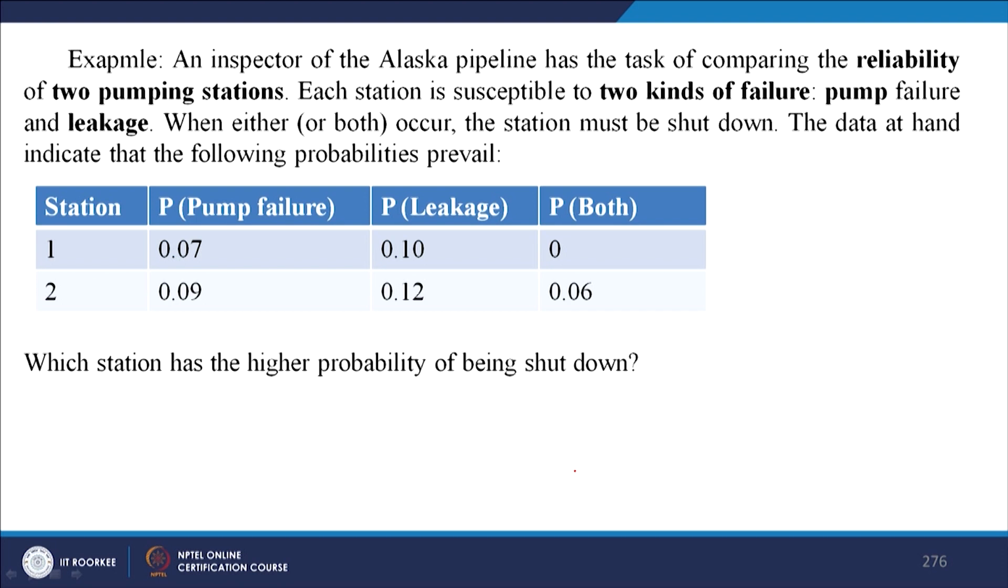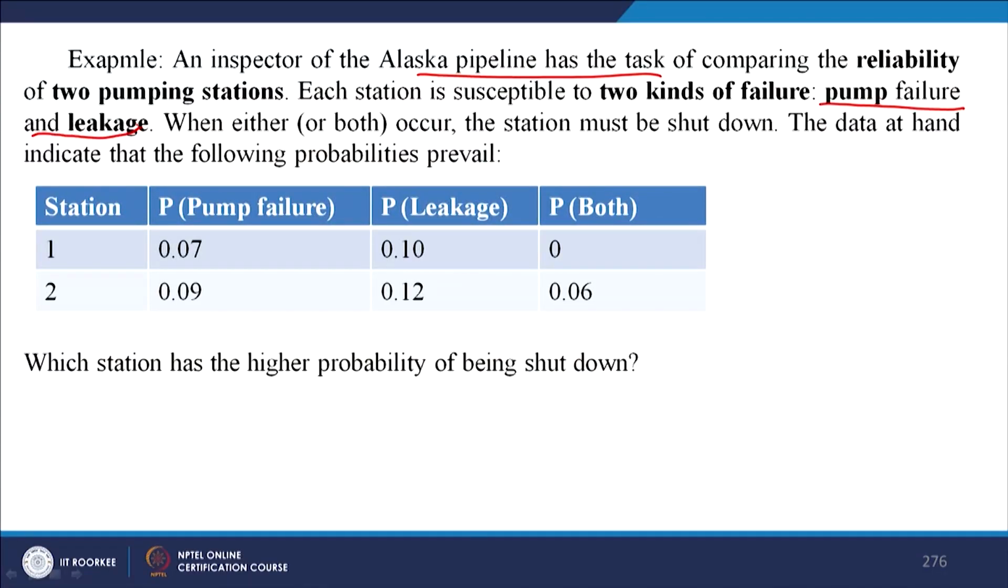An inspector of the Alaska pipeline has the task of comparing the reliability of 2 pumping stations. So, there are 2 pumping stations and they may fail in 2 different situations. There are 2 types of failures possible: pump failure and leakage. When either of the failures or both occur, the station must be shut down. The data at hand indicate the following probabilities.